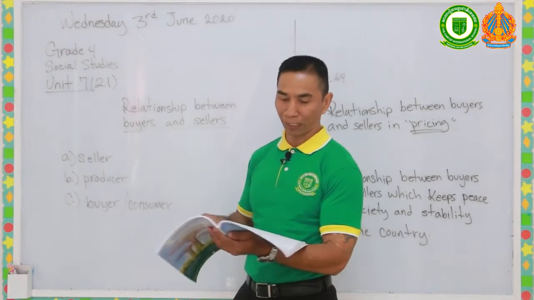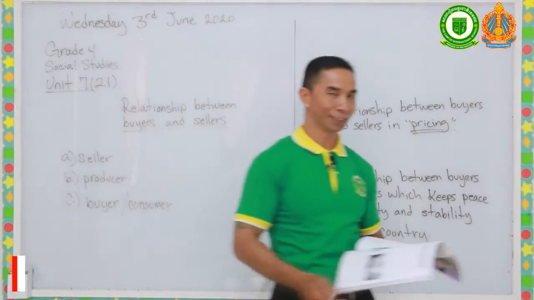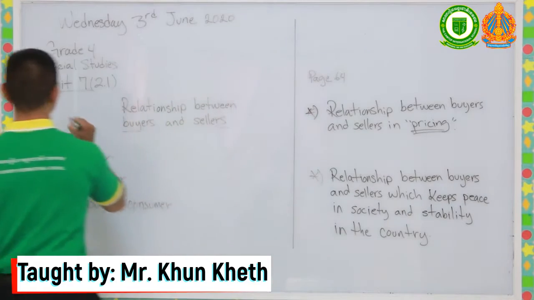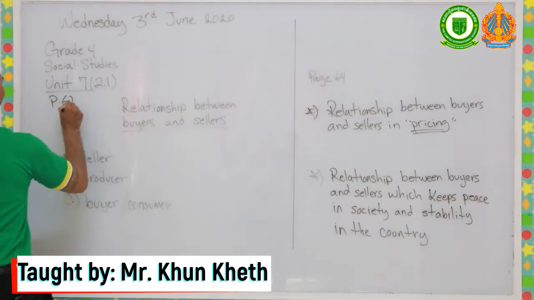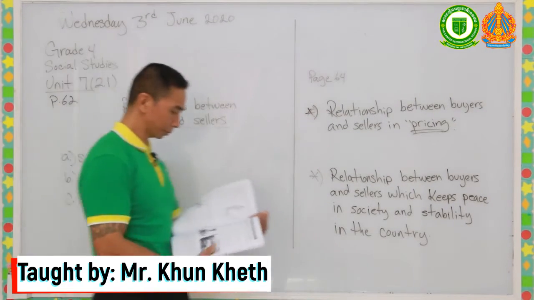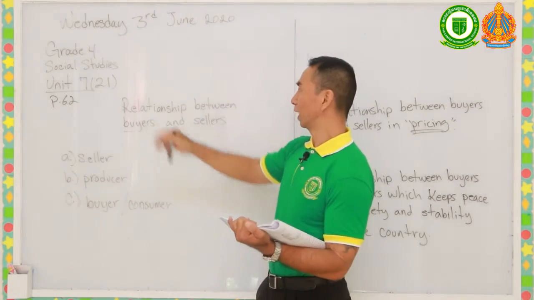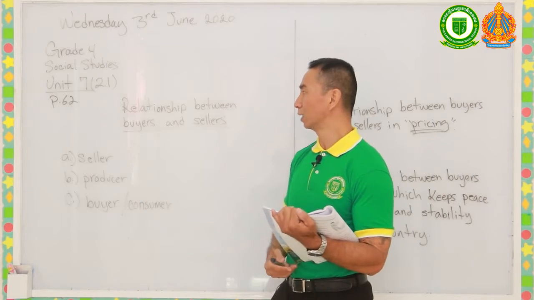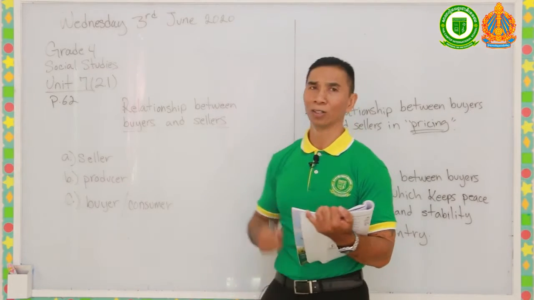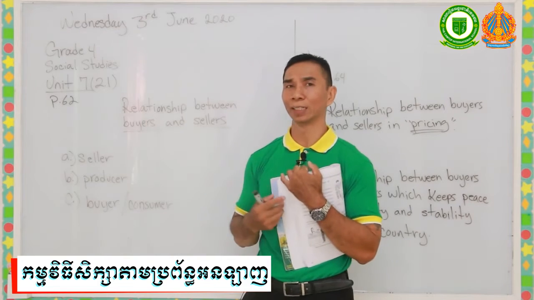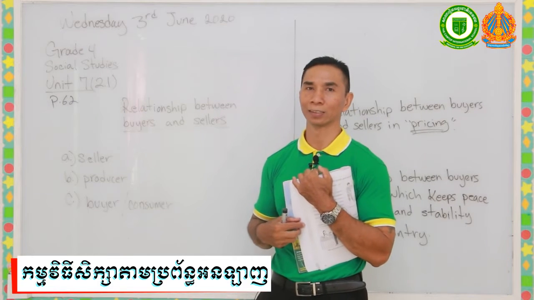Today we continue on Unit 7, 2.1, which is on page 62. Can I write that down real quick for you? Page 62. On page 62, it's entitled Relationships Between Buyers and Sellers. Can you explain to me what that means?